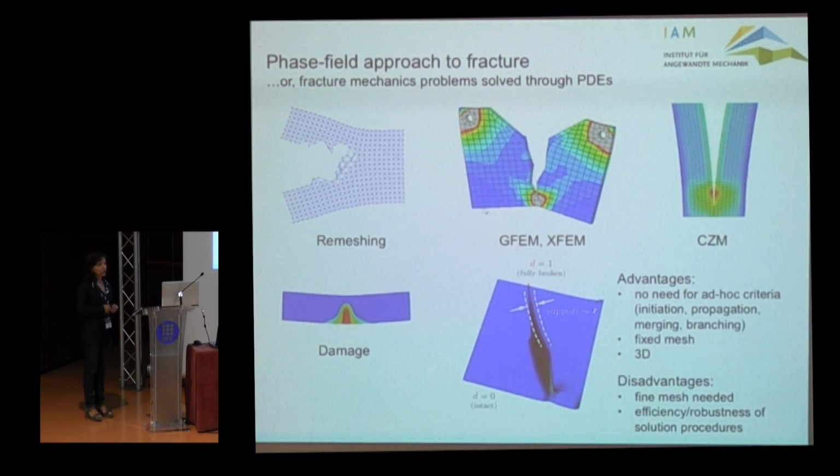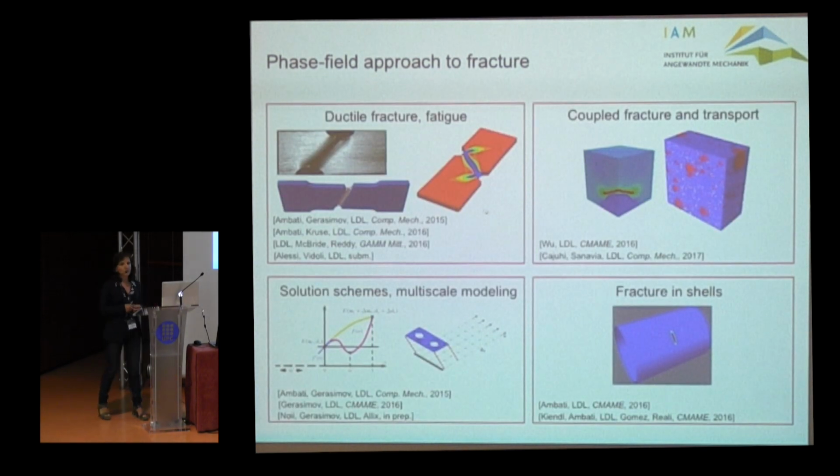But the disadvantages are, of course, that you need a fine mesh because you need to resolve the steep variation. So the smaller L, the finer your mesh needs to be. And as I'll tell you in a second, there are still some issues in the efficiency and robustness of the solution procedures. So in my group in the past 3-4 years, we've been working quite intensively in this area, and we've been tackling different aspects. One of them is ductile fracture, but I gave a talk 2 years ago at Complas on ductile fracture, so I won't address this topic today.